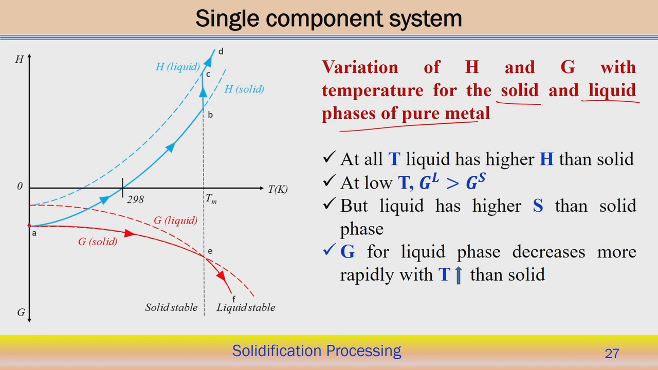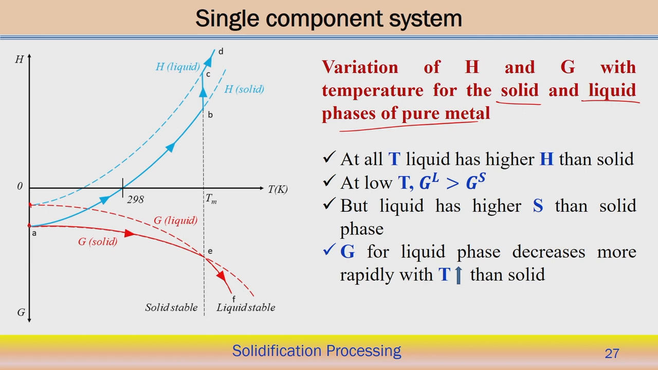Similarly, in the liquid phase we can start, but the starting points are different in these two cases, two different phases. The liquid phase indicates the dotted line. This is also increasing with respect to temperature, and the G curve is also decreasing with respect to temperature, but how are they different between the two phases? If you observe carefully, at all temperatures the enthalpy of the solid is lower than the enthalpy of the liquid. That is, the enthalpy of the liquid is much more as compared to the solid, because the heat content in the liquid phase is much more than in the solid.